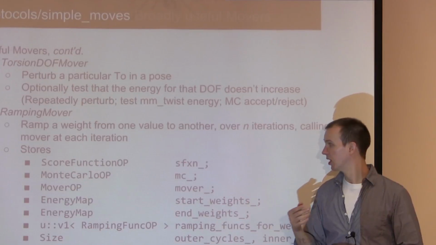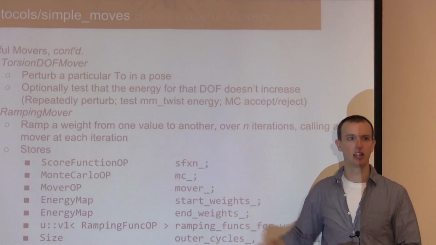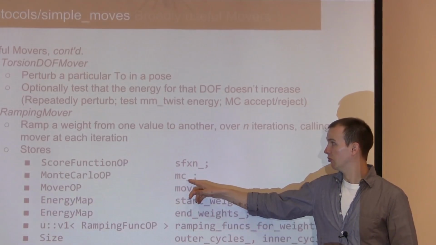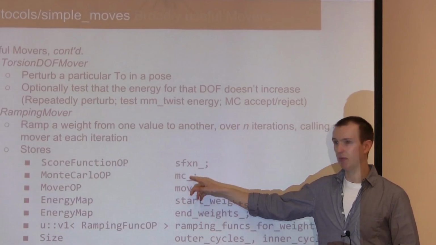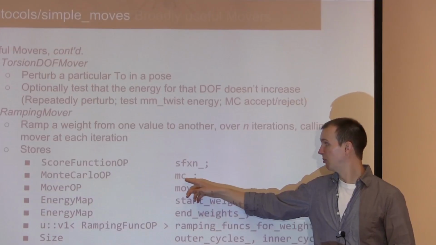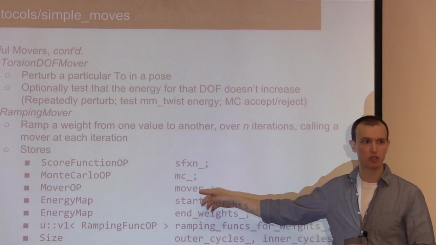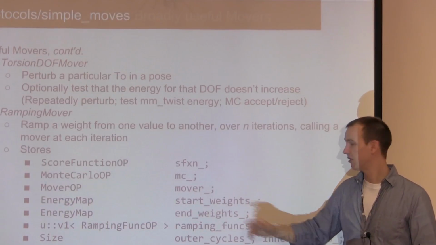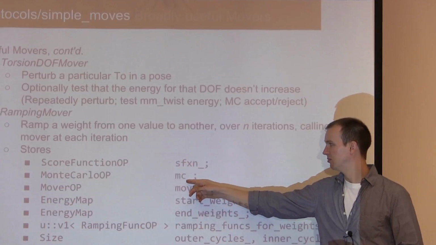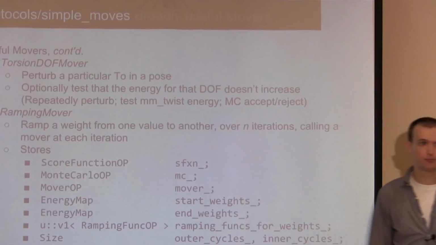It doesn't let you change its score function without telling it that it's changed. And so the ramping mover, every time it changes the score function, it has to notify the Monte Carlo object. Now this can be the same Monte Carlo object that the mover or the sequence mover or whatever nested mover inside of here is using. And that way you can communicate this change to the Monte Carlo object to these movers as well.